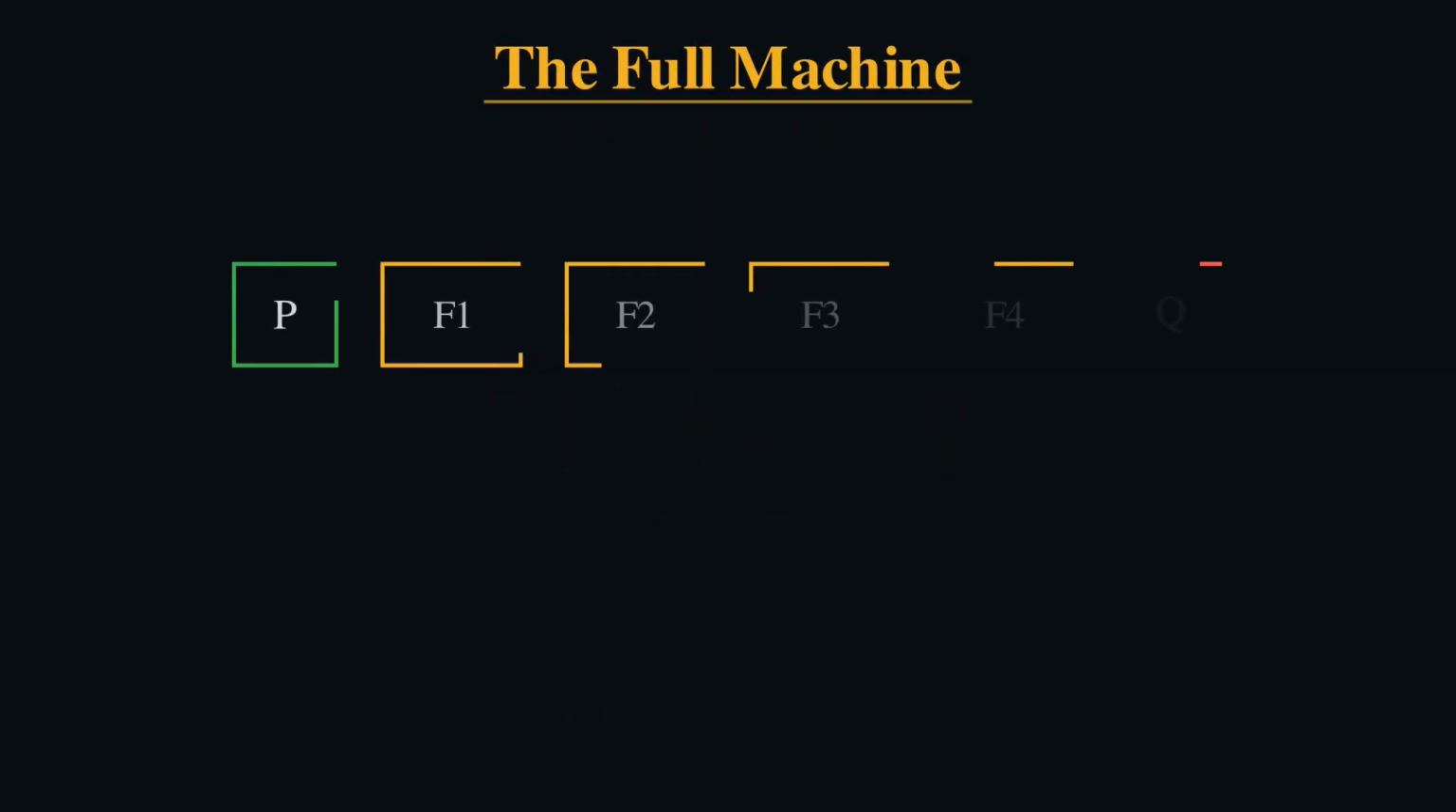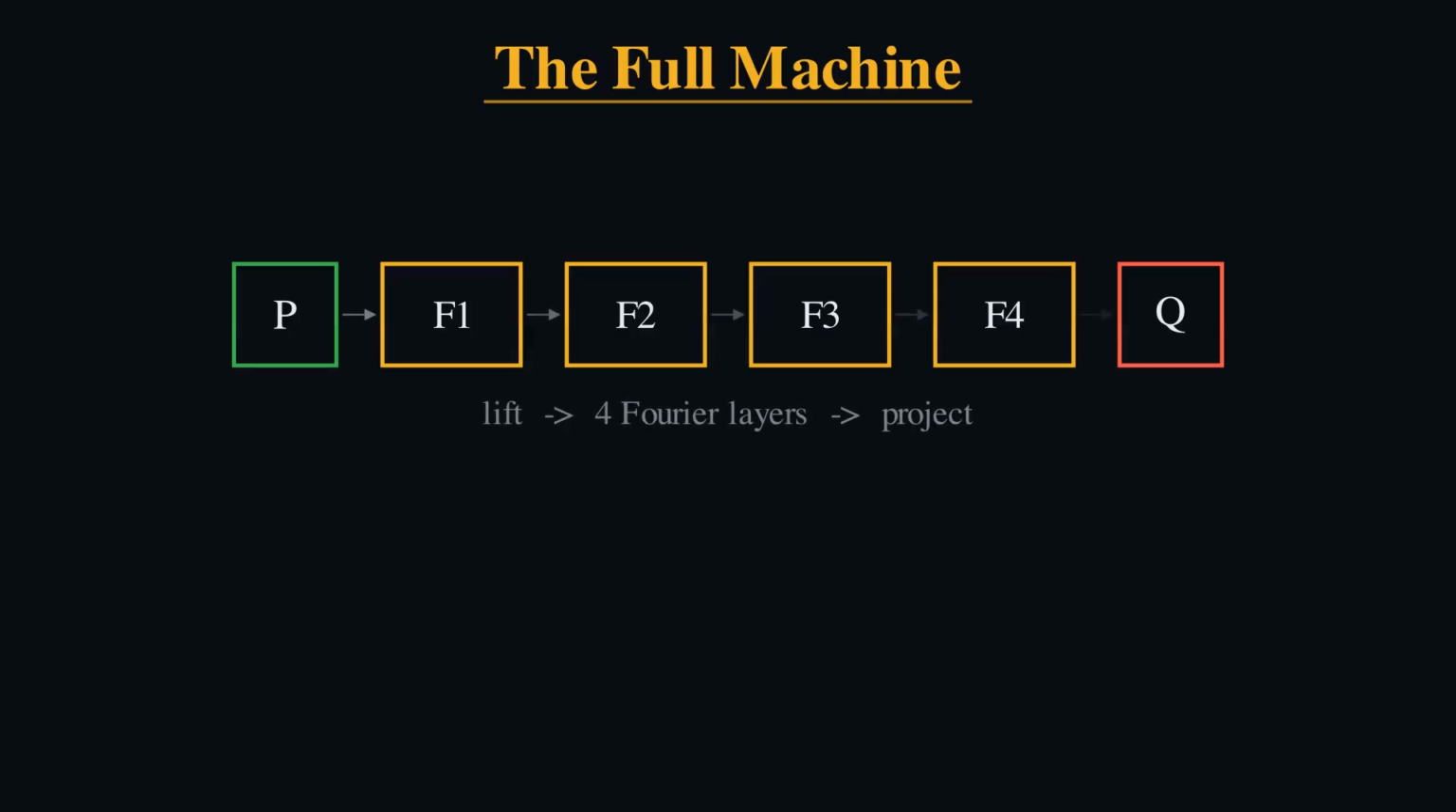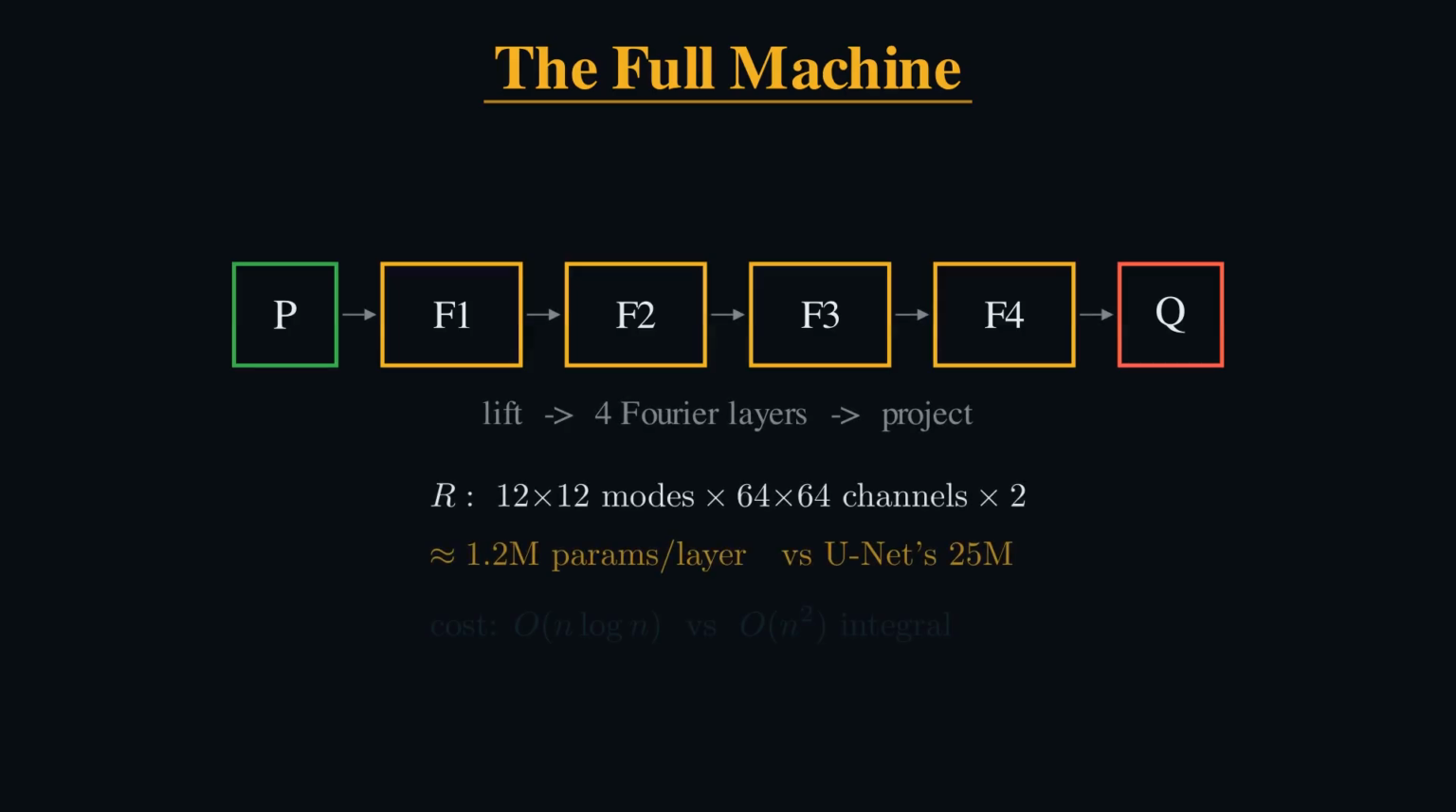Assemble it. A pointwise network P lifts the input into a richer channel space. 4 Fourier layers do all the global thinking. A pointwise network Q projects back to the answer. Count what we are training. 12 by 12 modes by 64 by 64 channels complex is roughly 1.2 million parameters per layer. The UNet baseline needs 25 million, and the cost per solve is n log n, the price of an FFT, instead of the n squared of a raw integral operator.